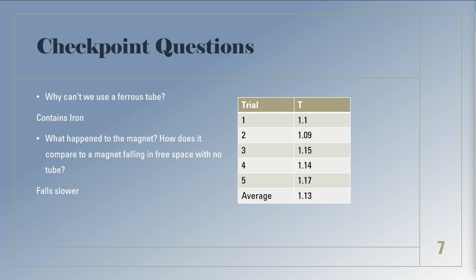So here are some checkpoint questions. Why can't we use a Faraday tube? A Faraday tube contains iron, which will interfere with the magnet, causing incorrect results, making our data not correct. And how does a magnet falling through the tube compare to a magnet falling in free space with no tube? It will be falling slower, so we will get different results.